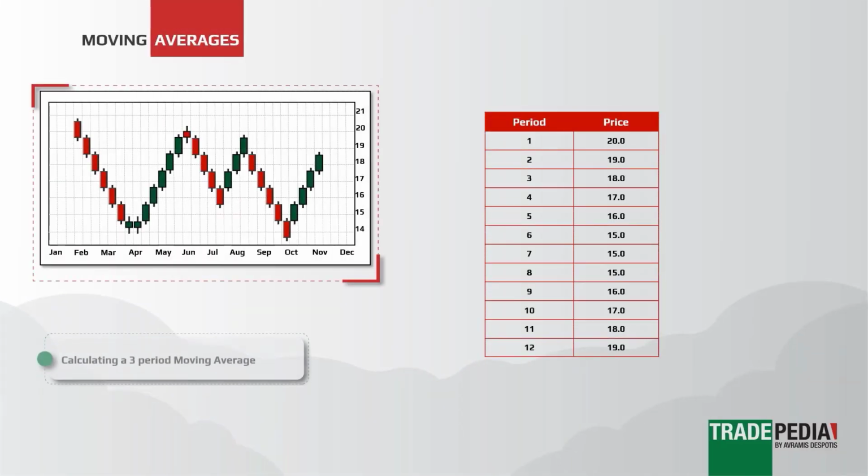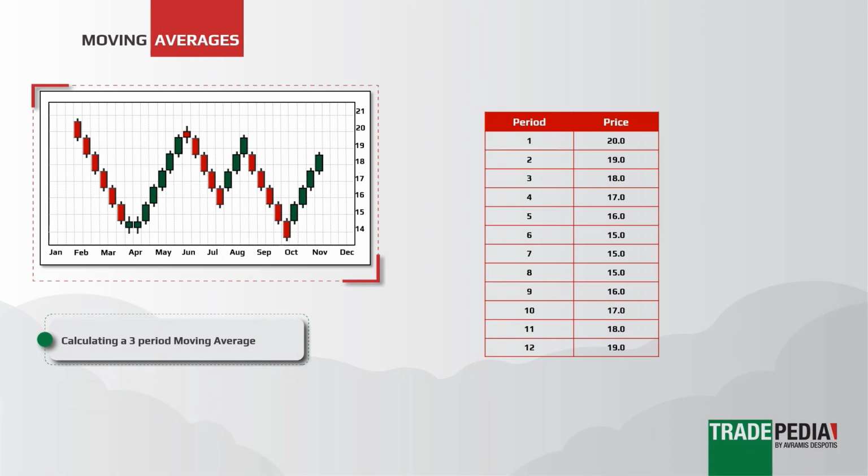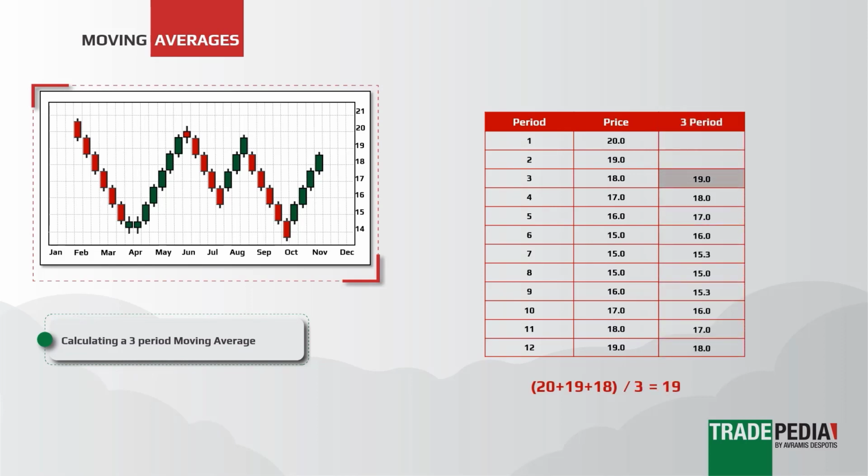To calculate a 3-day moving average, we need to add the closing prices of the last 3 days and divide by 3. In our example, we add the closing prices of the last 3 days: 20 plus 19 plus 18 divided by 3 gives us 19. On the next day, again we will use the closing prices of the last 3 days: 19 plus 18 plus 17 divided by 3, giving us 18. The next day, the moving average goes to 17, and so on. Plotting these points on the chart, we can see how the average is following the price.